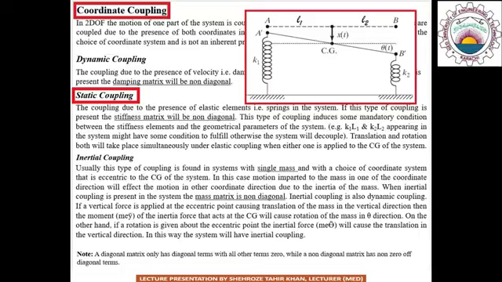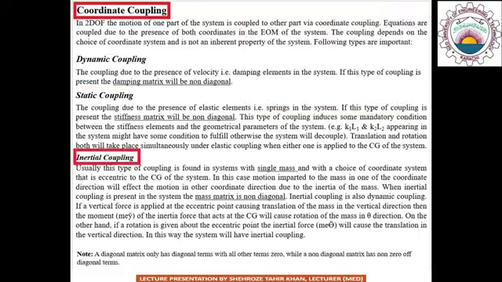So this stiffness element will produce both translation and rotation in the system, and the system has to fulfill at least one of these conditions under the condition of static or elastic coupling, otherwise the system may decouple. Next we have inertial coupling. In this type of coupling, the mass relates the two equations of motion.